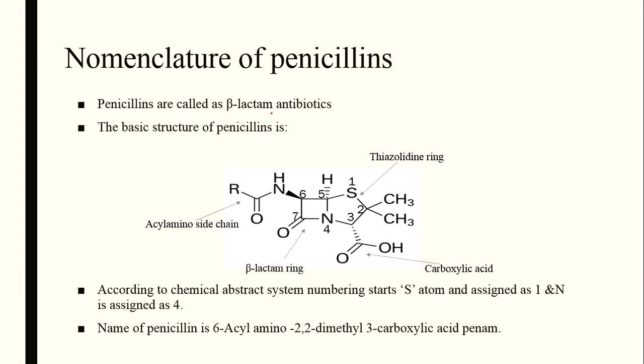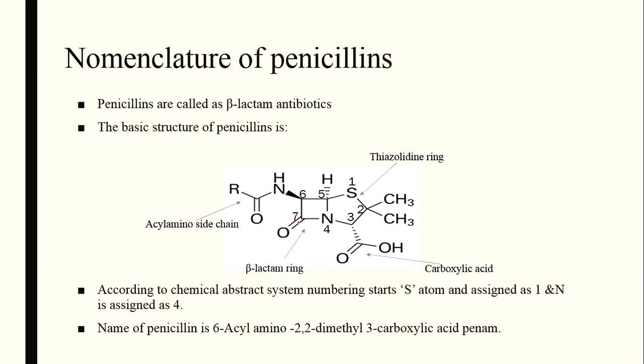Penicillins are called beta-lactam antibiotics. They contain the beta-lactam ring. You can see here the beta-lactam ring is present. The beta-lactam ring is also called azetidinone. Az indicates nitrogen. Etidine indicates a four-membered ring which is saturated. One indicates a ketone group is present at this position. So this is called the beta-lactam ring: a four-membered ring with one nitrogen and a ketone group at the fourth position. So consider this one as the first position, second, third and fourth position.